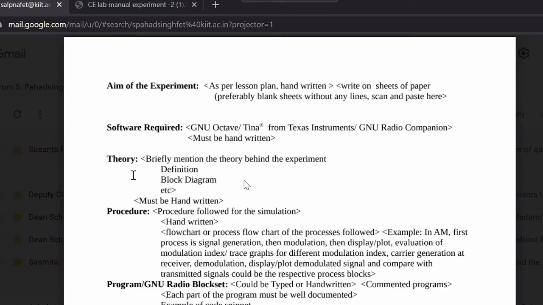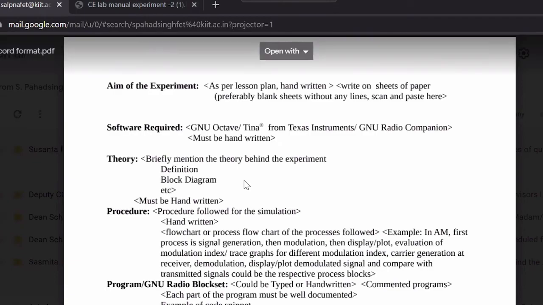Yes ma'am. Yes. Then theory. Then after theory, you have to write the procedure. Procedure followed for the simulation. So only the simulation procedure you have to write here, not the other. The other thing is video demonstration. In video demonstration, you are doing nothing, you're just seeing the video. So the procedure has to be written for the simulation.